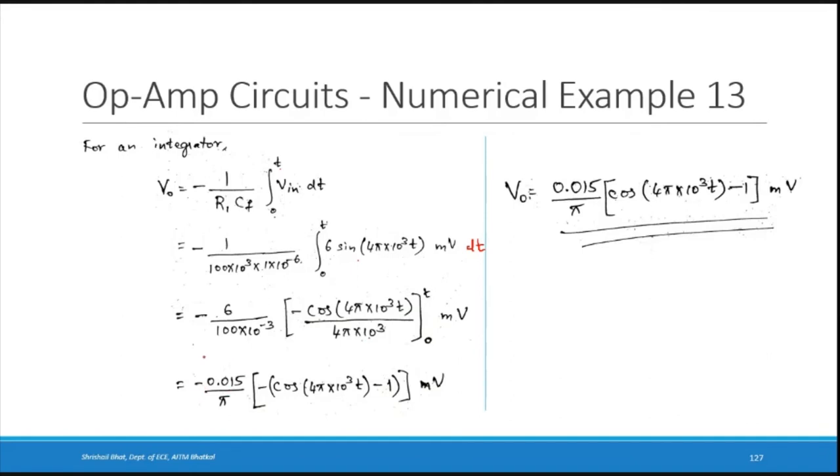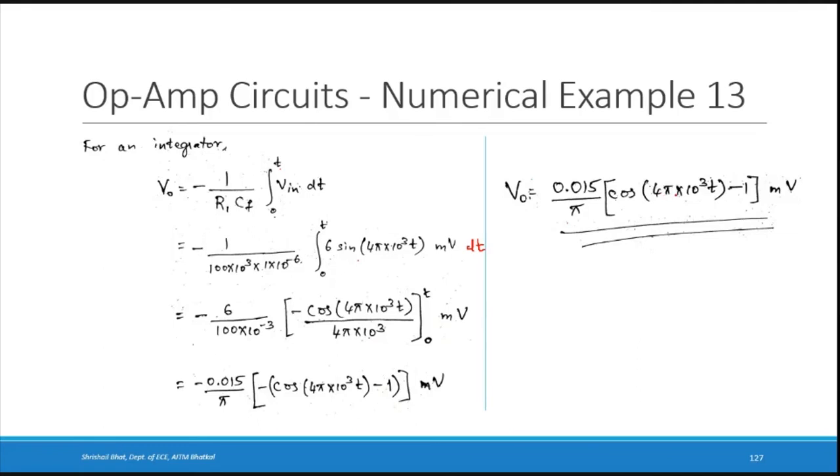If you take this minus sign and multiply each term inside, minus of minus is plus, so you get plus here. And here there is already a minus; minus of minus is plus, into minus, so you will get a minus here, right? So it is 0.015 pi into cos 4 pi into 10 raised to 3t minus 1 millivolts.